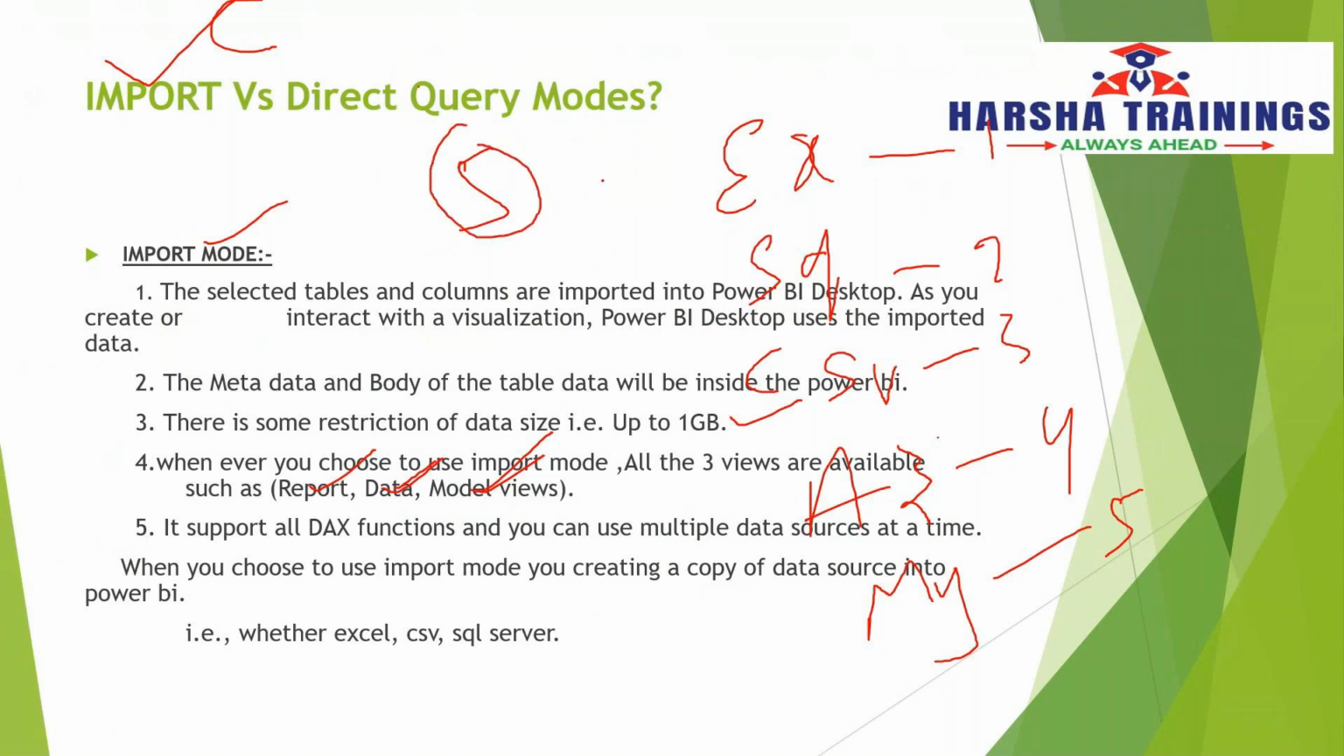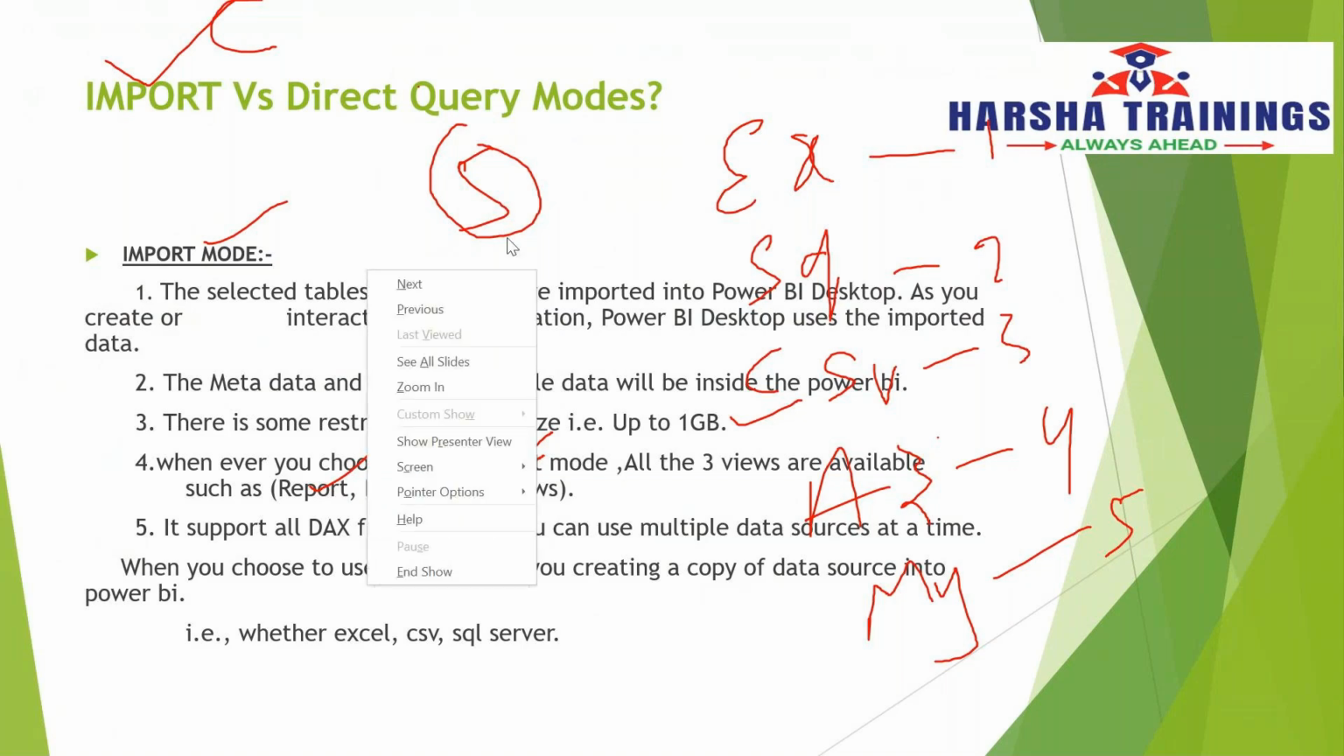But all these tables are not in a single data source. All these tables are in different data sources. But I need to get all these tables into Power BI. It means I have to use the import connectivity mode, which helps you get the data from multiple data sources at a time. Is that clear?